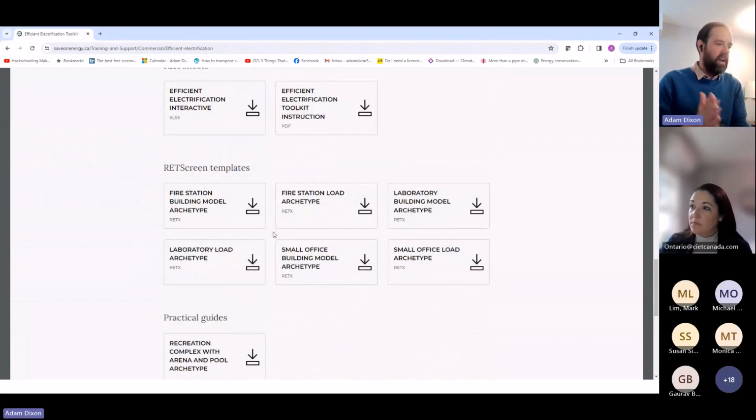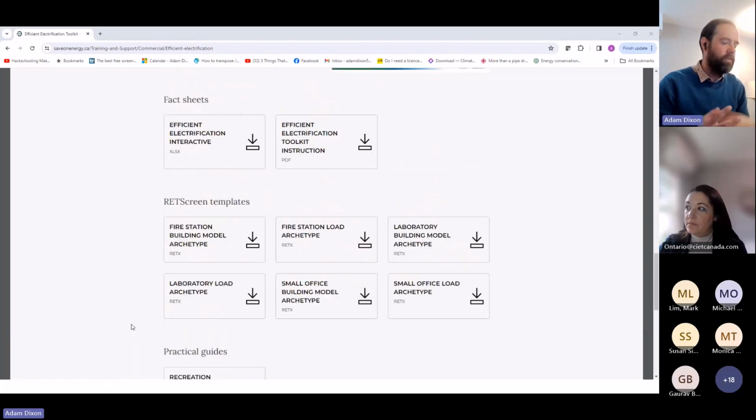So there are what we call archetypes. What we've done is build up some common buildings in RedScreen, and we've modeled the energy usage. This may not be your building, but it may be similar to what's in here. We have a small office, a laboratory, a fire station, and a rec center archetype. So we built up some relatively simple buildings. You can take those models and modify them to match your building, or use them as a guide on how you would efficiently electrify your building, depending on what information you have.